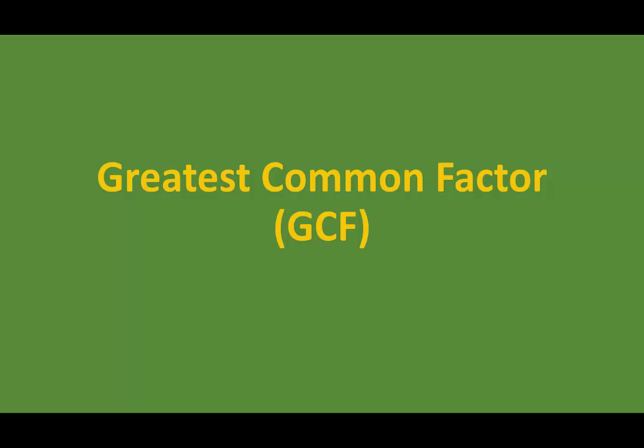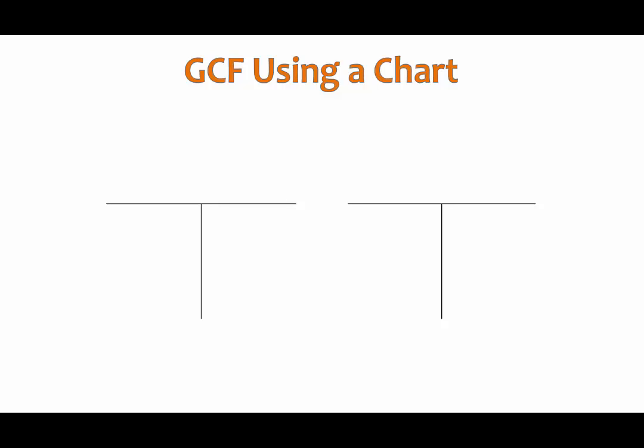In this video, we're going to look at how to find the greatest common factor. To find the greatest common factor, or the GCF, we could use a chart. So the first example says to find the GCF of 8 and 12. So I'm going to write 8 and 12 on the top of each of my charts, because those are the values I'm working with.